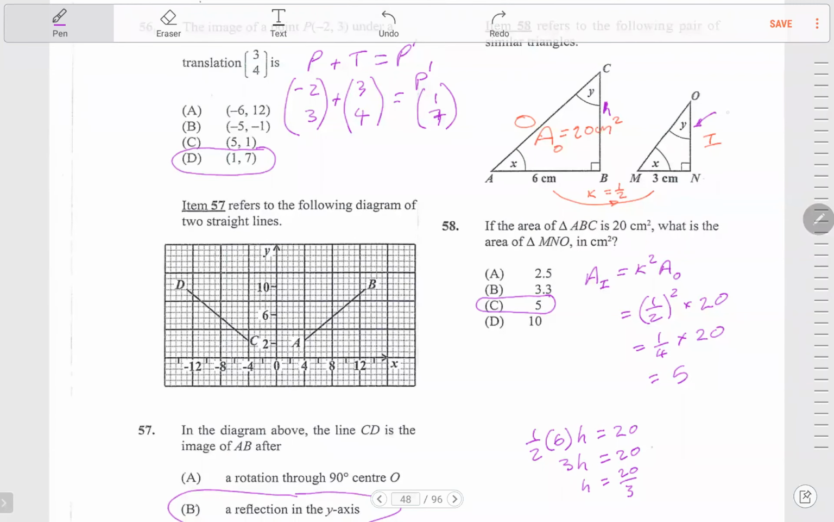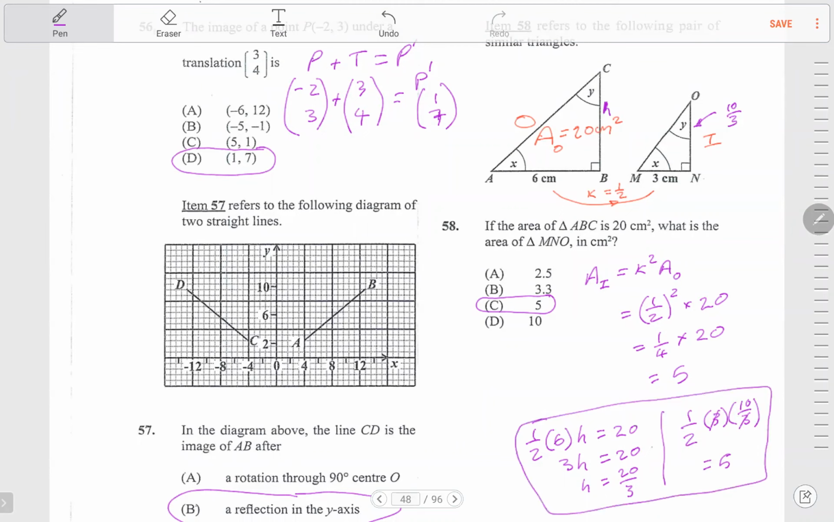So this height will be half of 20/3, which will be 10/3. And then the area of that triangle now will be half the base of 3 times the height of 10/3. That's another way we could work it out. Then this 3 would cancel this 3, and half of the 10 would be 5. So you will get the 5 just that way as well. So this is just another way we could have done it down here.